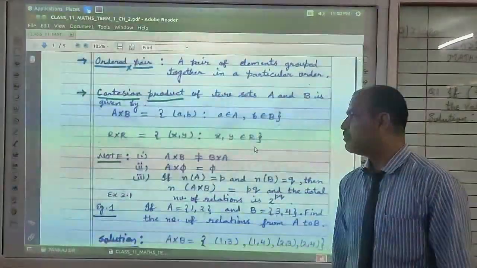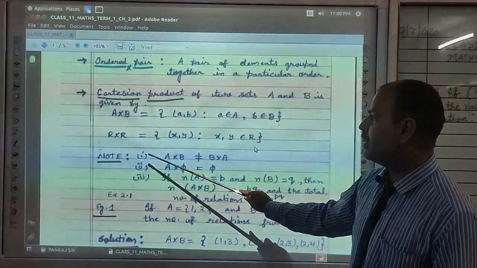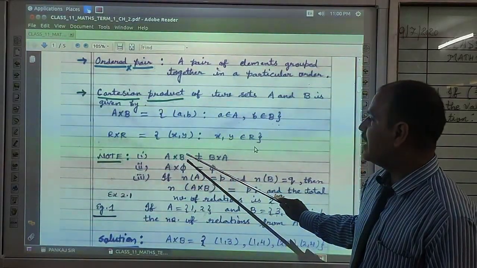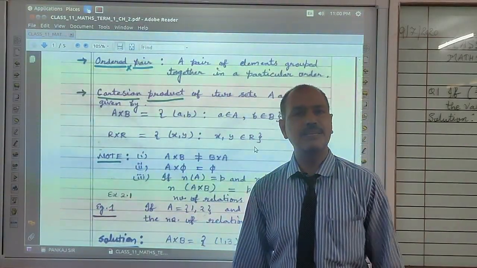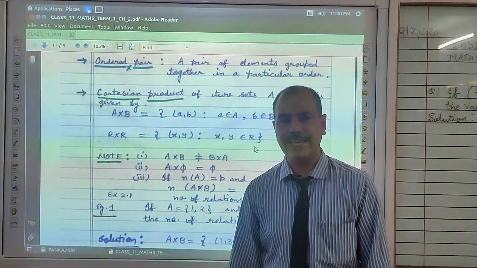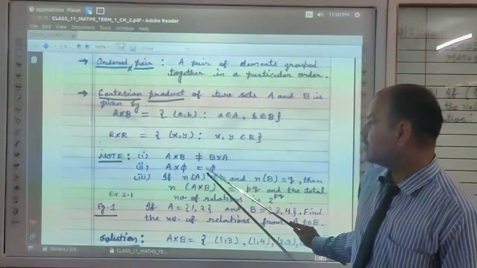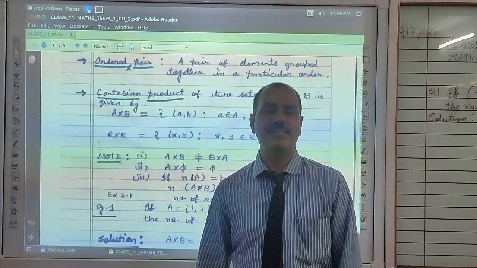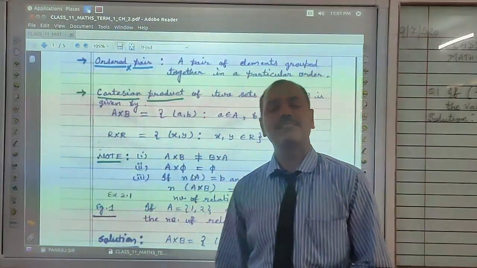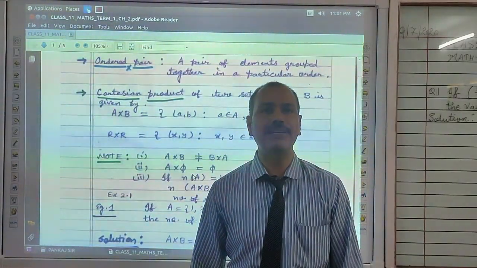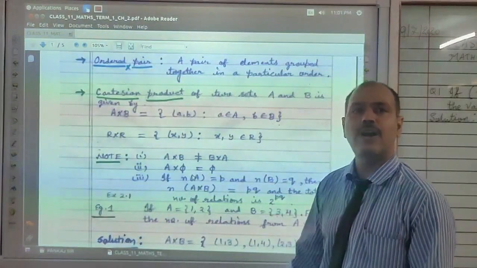Now, properties of Cartesian product. First property, A multiply B is not equal to B multiply A. In Cartesian product, A multiply B is not equal to B multiply A. Second property, A multiply phi is equal to phi. You all know phi is the null set, it has no element. Therefore, the product of A multiplied by phi is equal to phi.